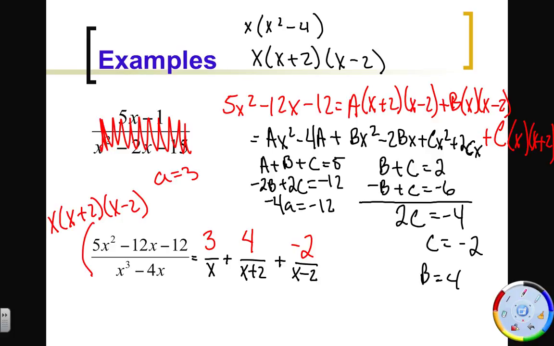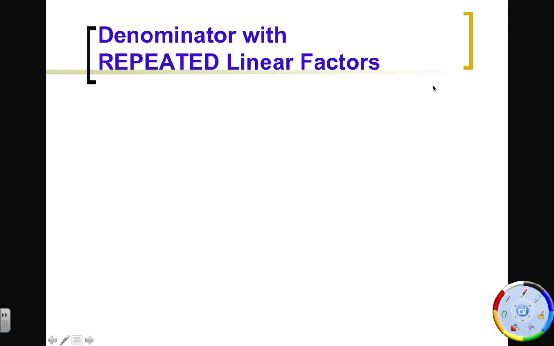All right, so there's one type. This is what we called distinct linear factors, but what we're going to look at now is repeated linear factors. This one gets a little bit complicated. Now, I'm doing every type. I can't guarantee that you're going to get an example like this in the work anywhere, but I want to make sure I cover all the bases.